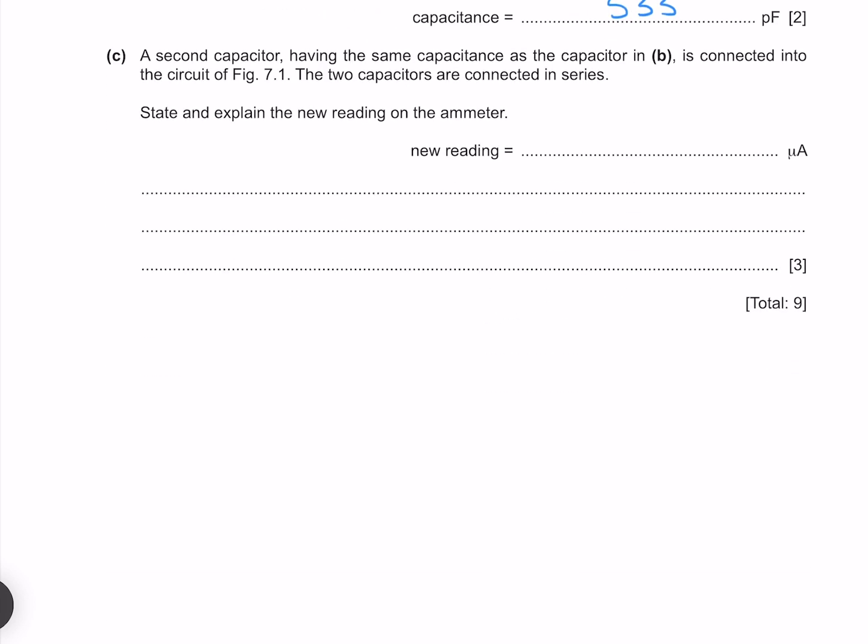A second capacitor having the same capacitance as the capacitor in B is connected into the circuit of figure 7.1. The capacitors are connected in series. State and explain the new reading on the ammeter.